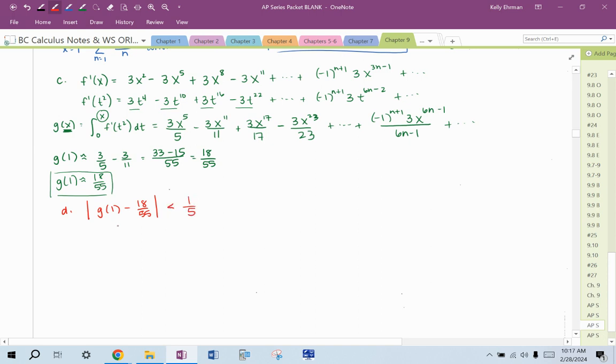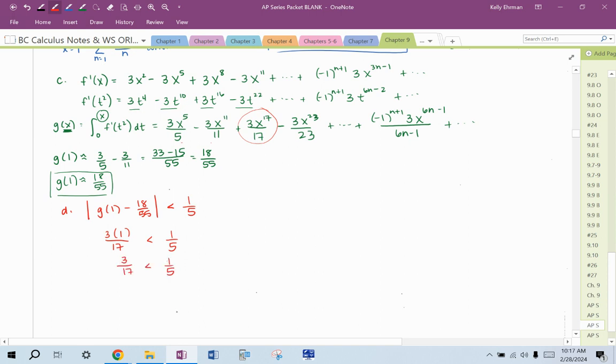This is the first neglected term. So we use the first two terms. The first neglected term was this one. So we should be able to show that 3 times 1 over 17 is less than 1/5. Well, how do we show that? How do I prove that 3/17 is less than 1/5? I don't think you do have to prove it. I think you could just say 3/17 is less than 1/5.